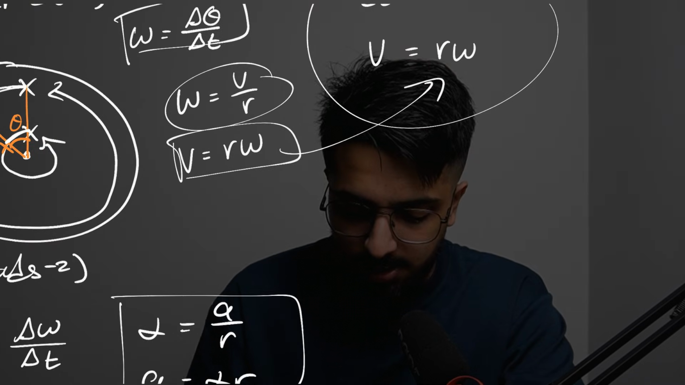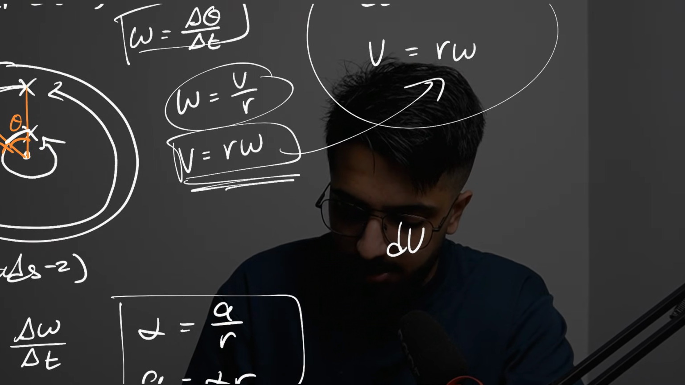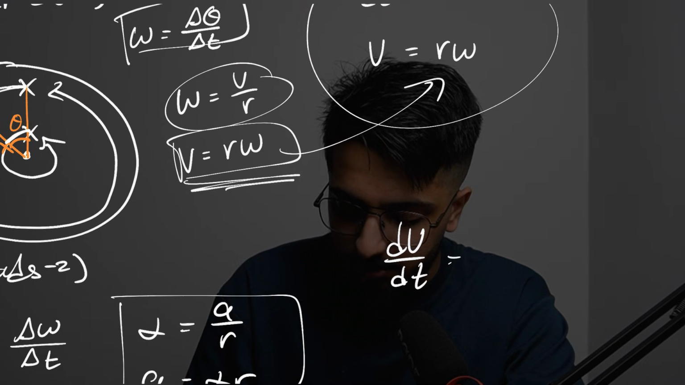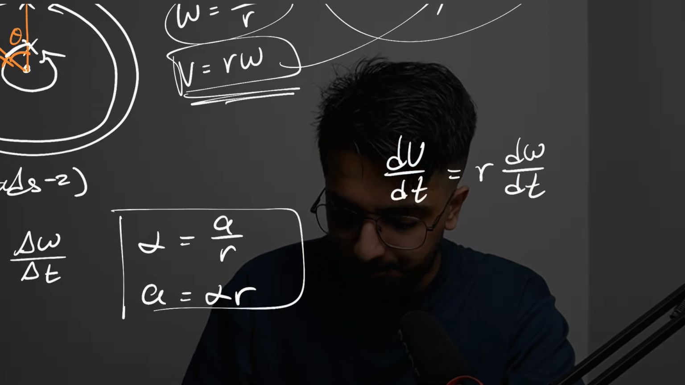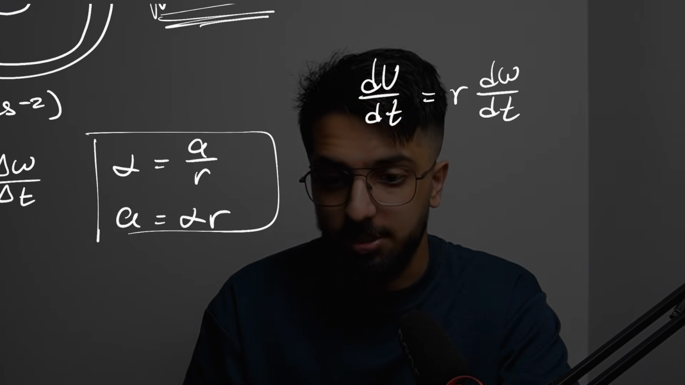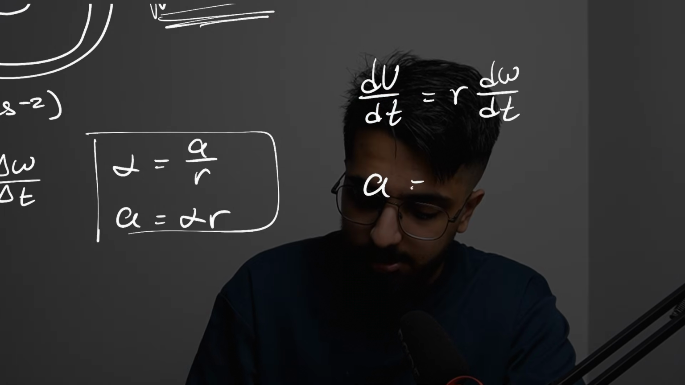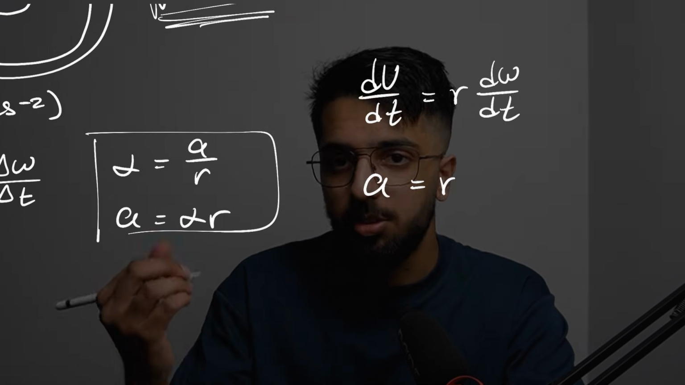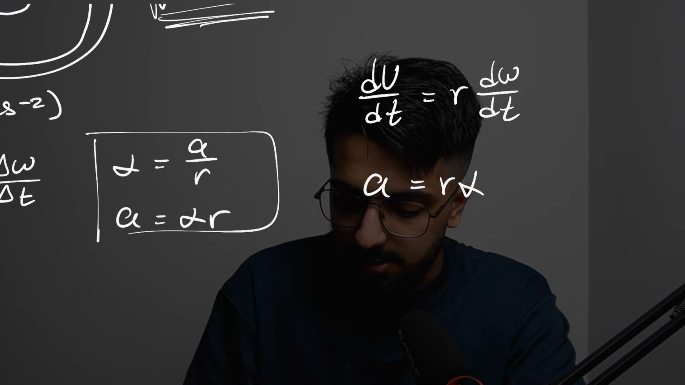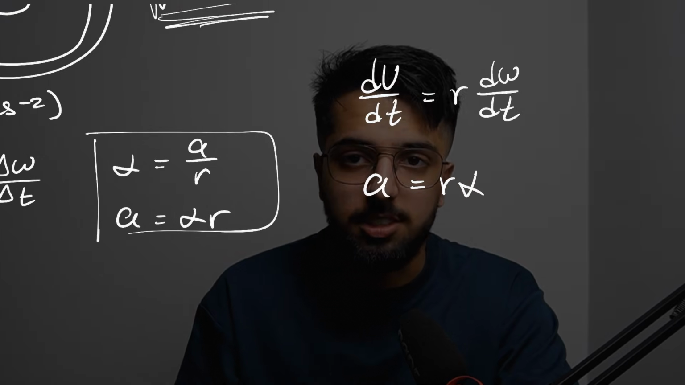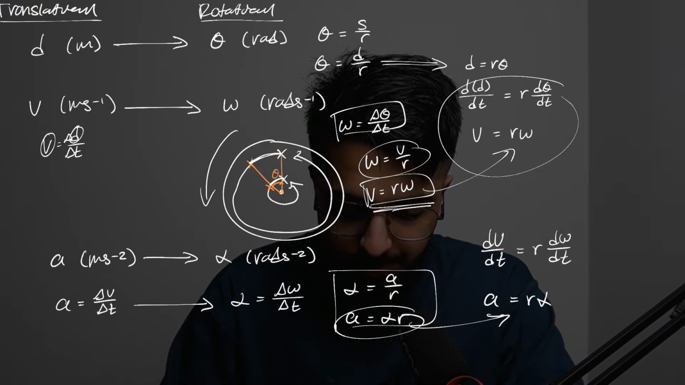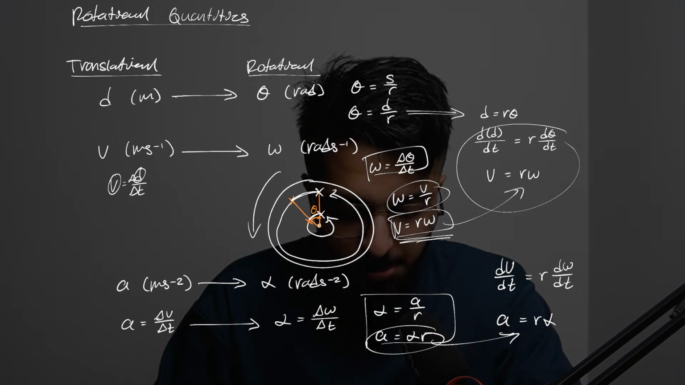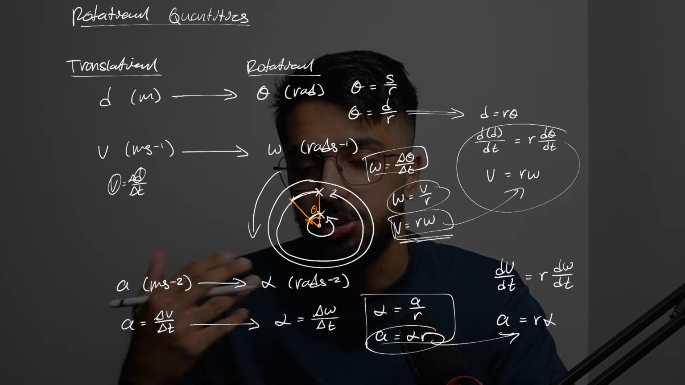If we take this equation right here and differentiate both sides with respect to time, like so, if we differentiate our velocity with respect to time, we get acceleration, and if we differentiate our angular velocity with respect to time, we get alpha, which is our angular acceleration. And so therefore we get the same equation. So that is all our translational quantities with their rotational equivalents.